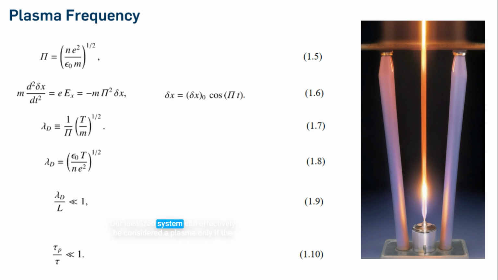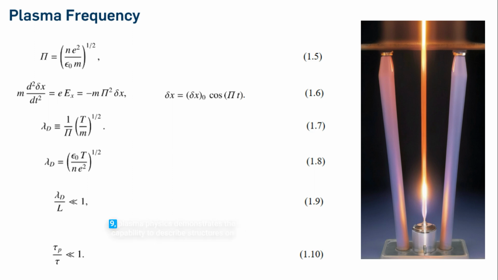Our idealized system can effectively be considered a plasma only if the conditions outlined in equations 1.9 and 1.10 are satisfied, where τ and L represent the typical timescale and length scale of the process under investigation.